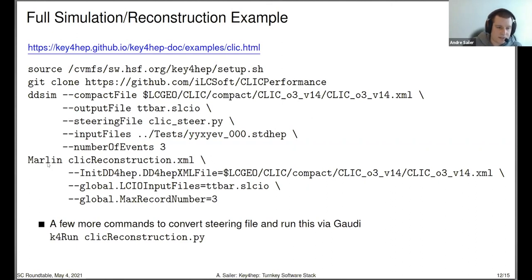And then here's running first with the Marlin framework, the CLIC reconstruction, giving the same geometry information and input file. And if you follow this link, you see there are a few more commands which can convert this XML steering file into the Python steering file for Gaudi. And then you could run the reconstruction via Gaudi with k4run.